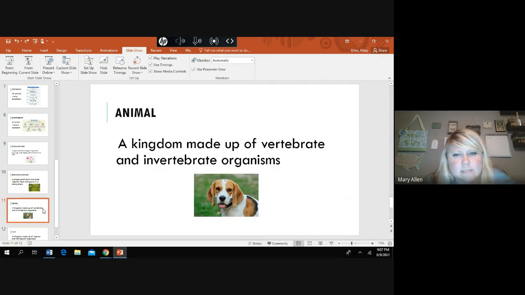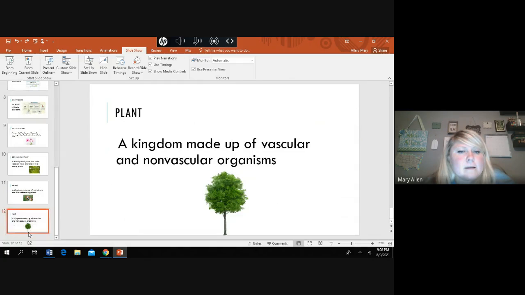All right, the next one is animal, and here's just one example of an animal. I know you can list 10, 20, 30, 40, unlimited animals, but an animal is a kingdom made up of vertebrate and invertebrate organisms. This word organisms, if you want to jot this down, just means a living thing. Anything that is alive is an organism. And then a plant, this is the last word. A plant is a kingdom made up of vascular and non-vascular organisms.